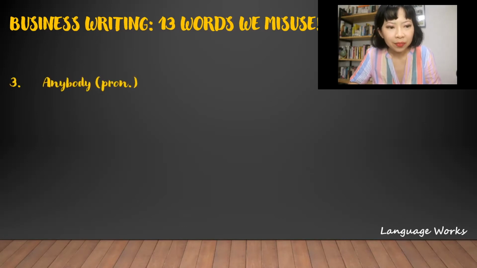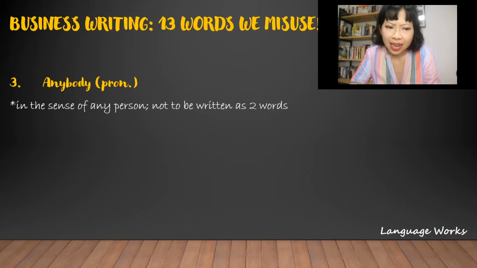Number 3, the pronoun anybody. Do you normally write anybody as one word or two? Because I've seen students do both and oftentimes they're not aware what the differences are. So let's see here. In the sense of any person, it's not to be written as two words. So what you see in number 3 is the correct version if you really mean anyone.